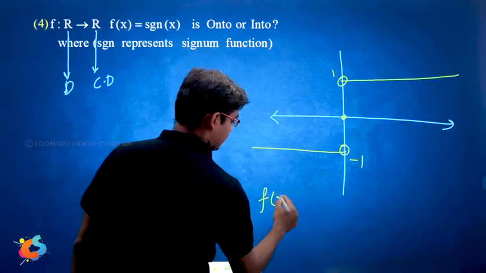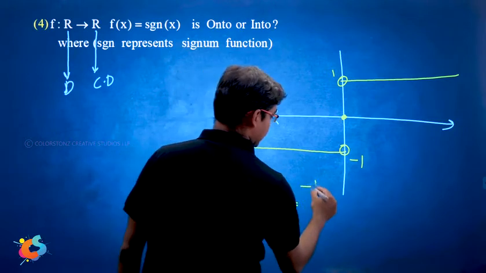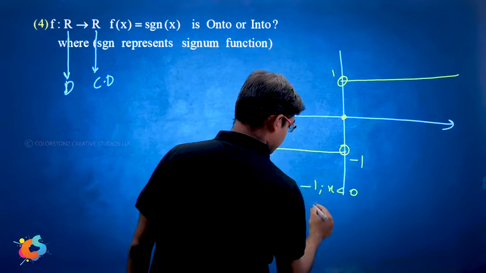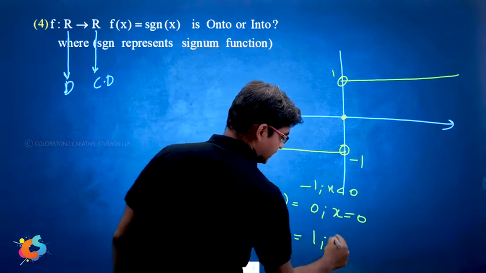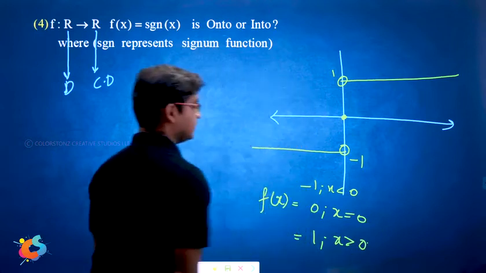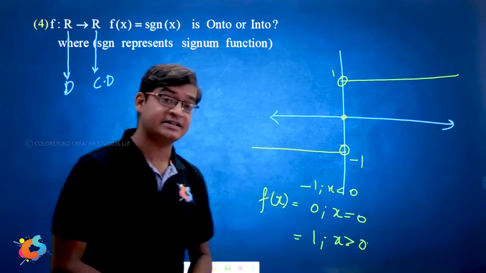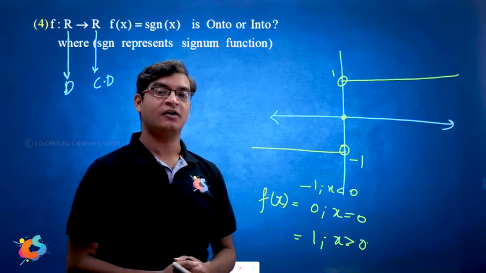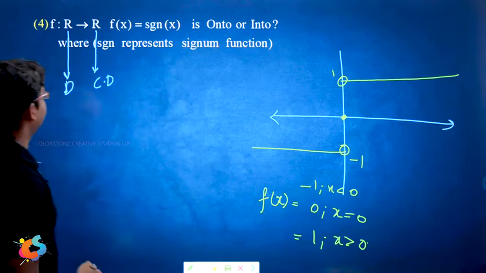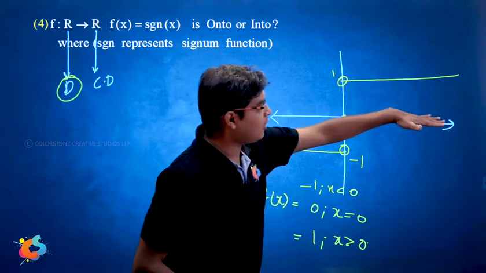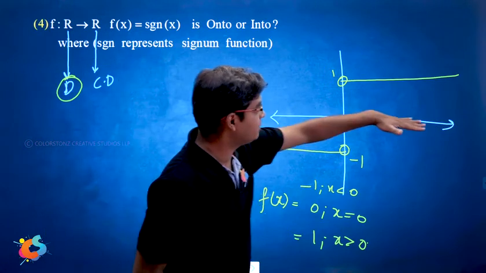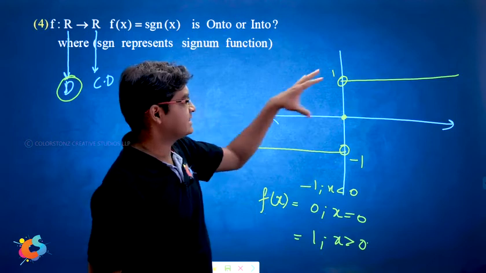How do you write it? F of x is equal to -1 for x less than 0, is equal to 0 for x is equal to 0, and is equal to 1 for x greater than 0. This is a graph again we have studied in the chapter of functions of class 11. Okay, so the input values are all real numbers. So for all real numbers as input, this is the graph.